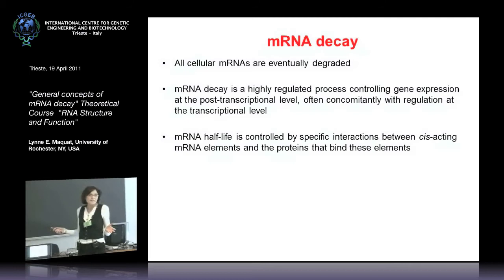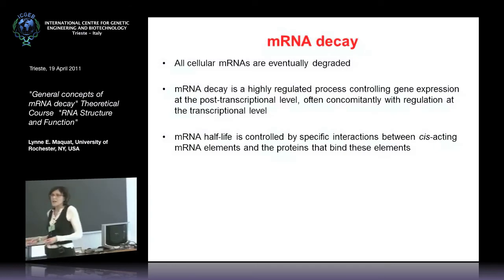What about mRNA decay? So all cellular mRNAs are eventually degraded. mRNA decay is a highly regulated process controlling gene expression at the post-transcriptional level. And mRNA decay is often coordinately or concomitantly regulated at the transcriptional level. And that makes a lot of sense, because if it's time for the cell to eliminate the production of a particular protein, and it does so by degrading the mRNA that encodes that protein, it behooves the cell to also stop synthesizing the mRNA.